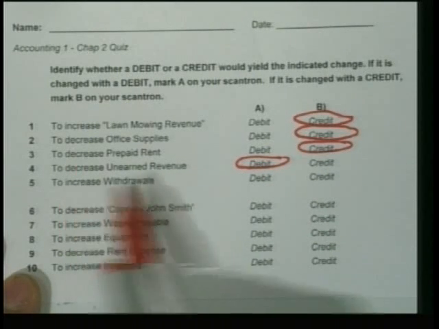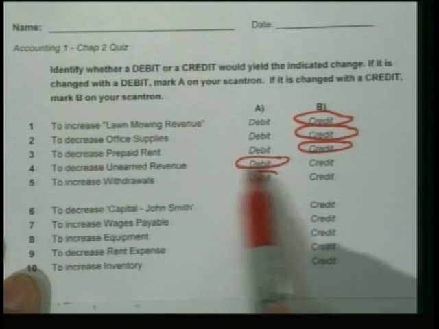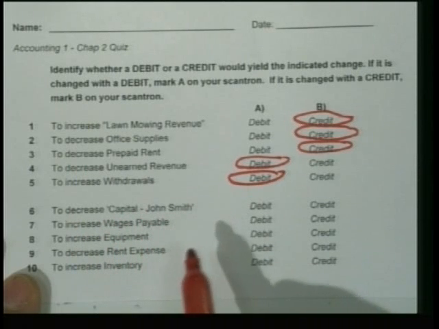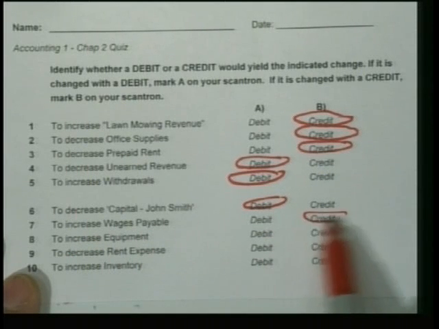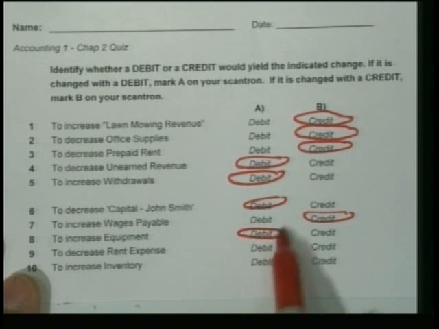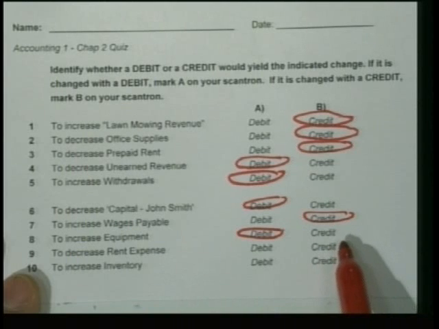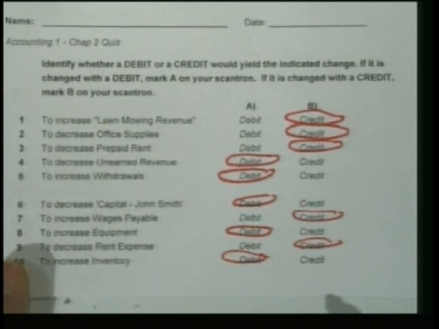How do you increase withdrawals? You debit it. How do you decrease capital for John Smith? Debit it. How do you increase wages payable? Credit it. How do you increase equipment? Debit it. How do you decrease rent expense? Credit it. How do you increase inventory? Debit it.